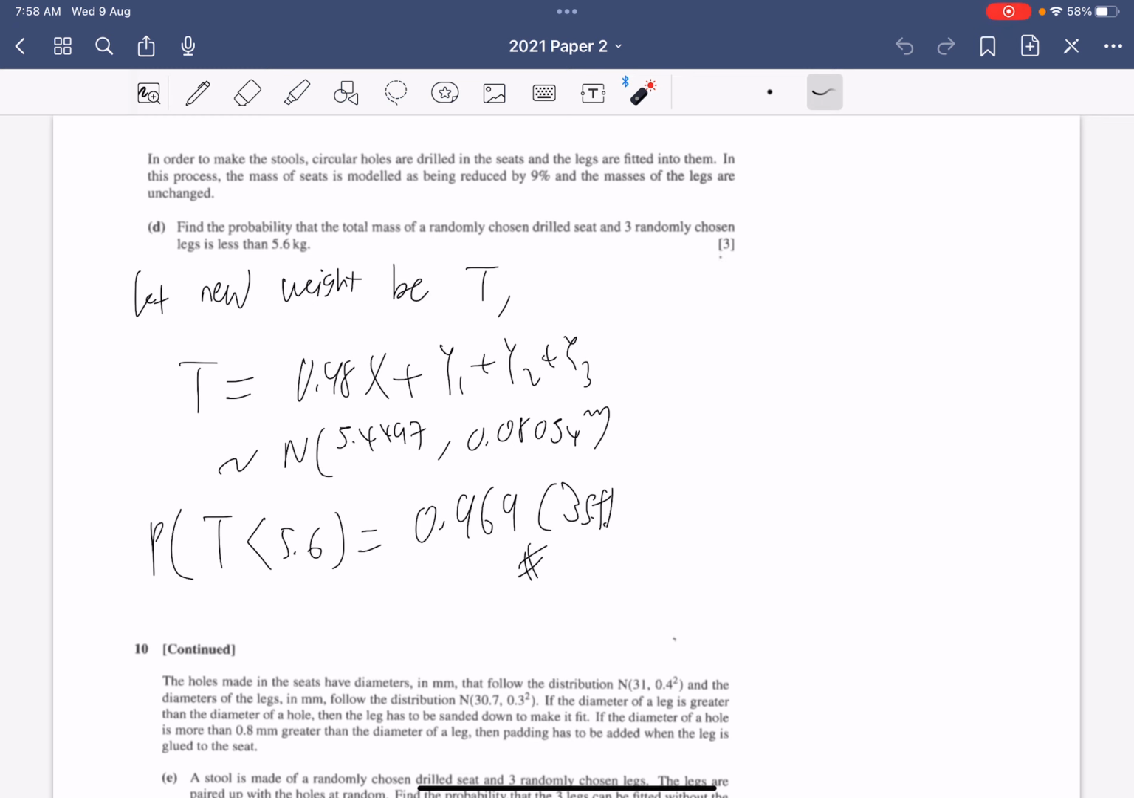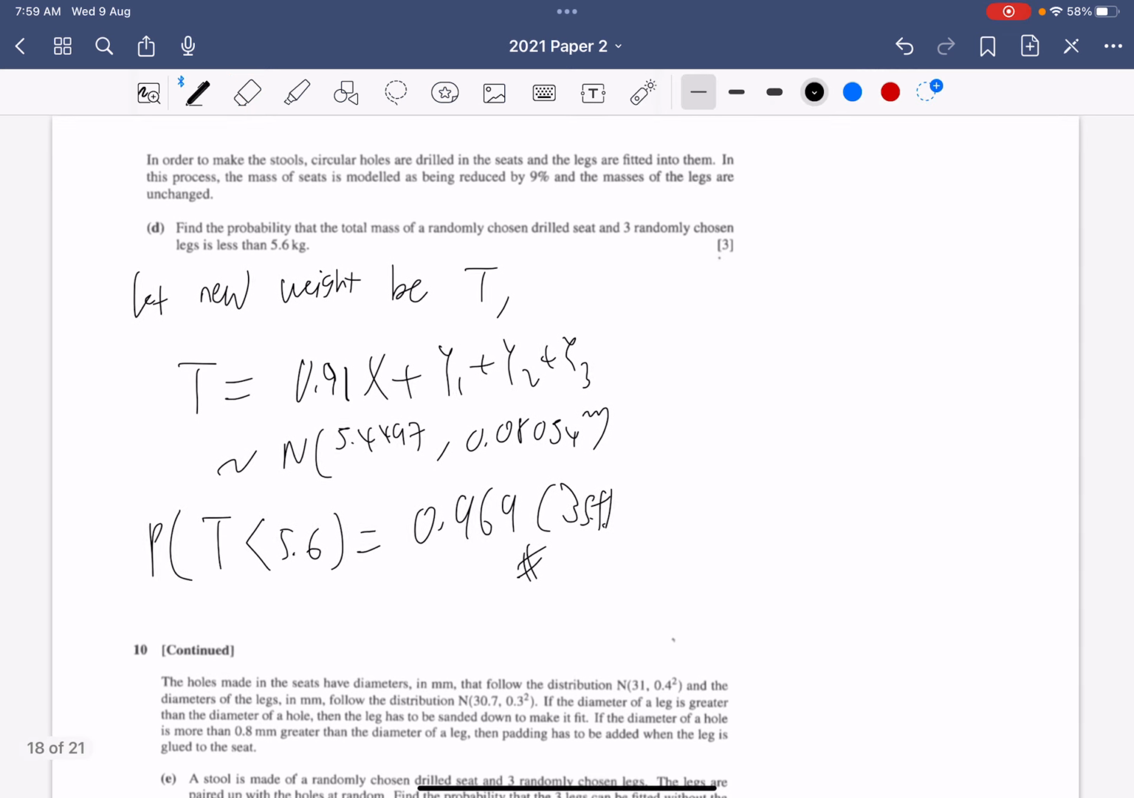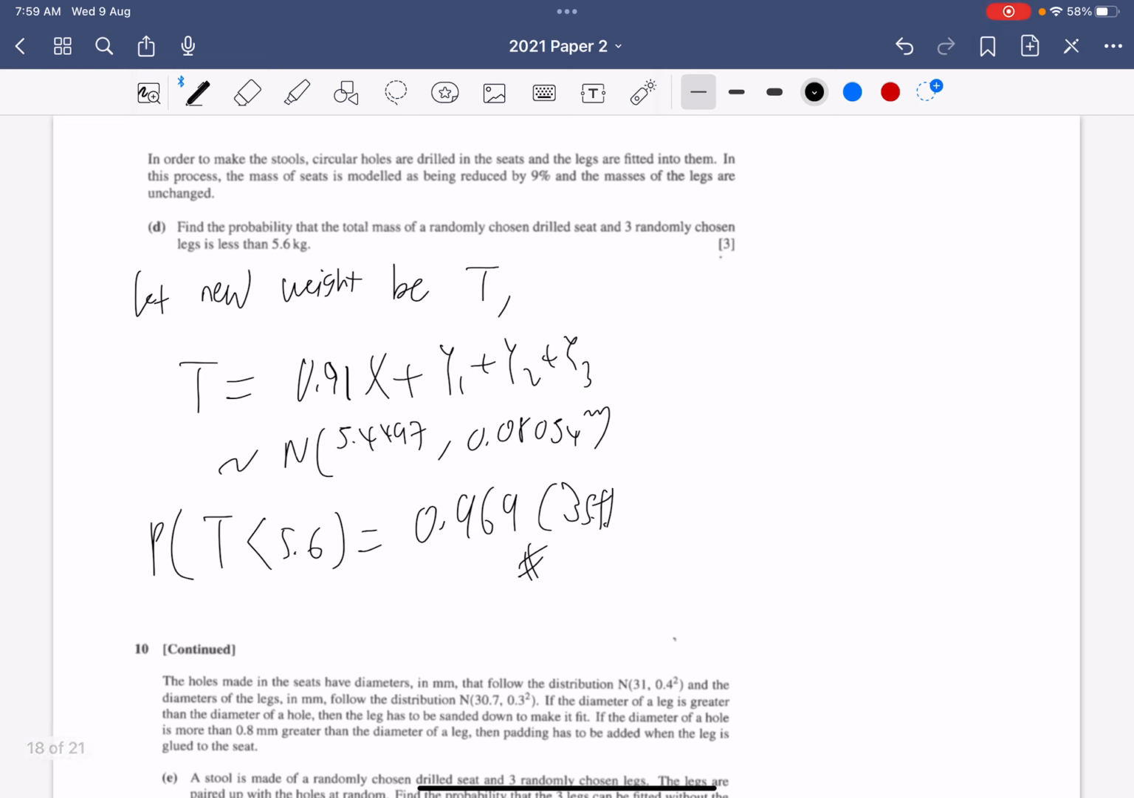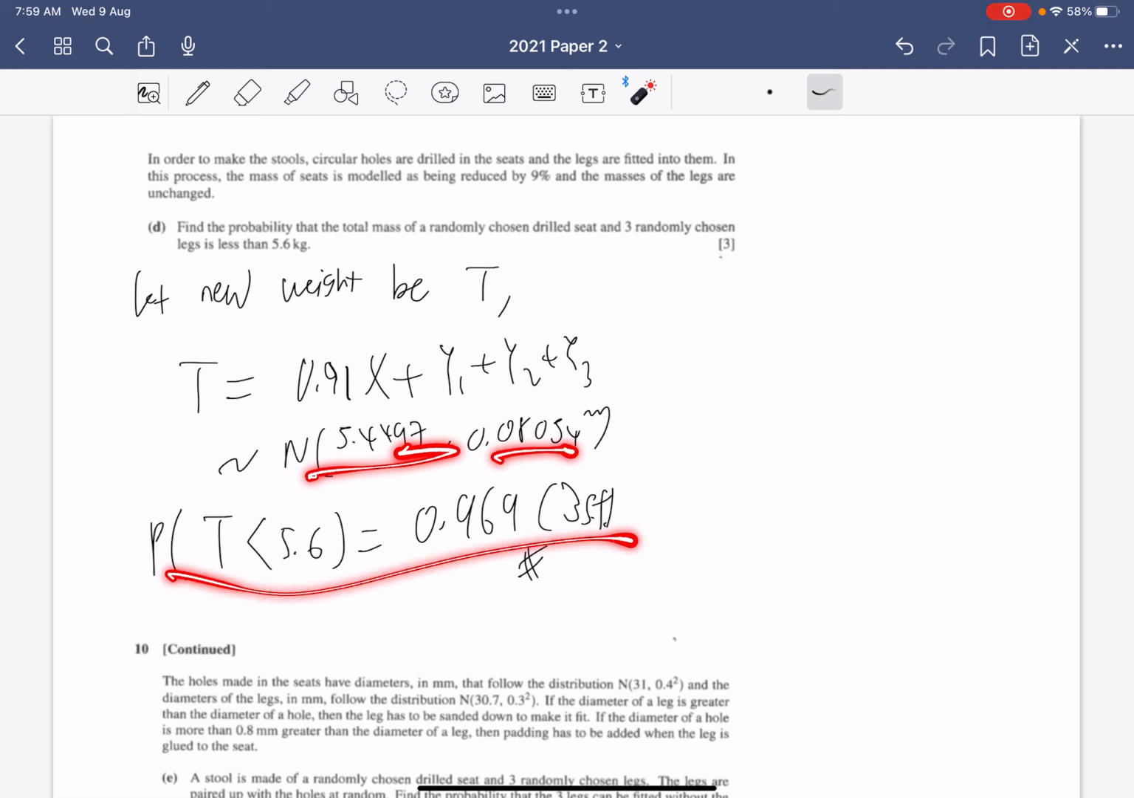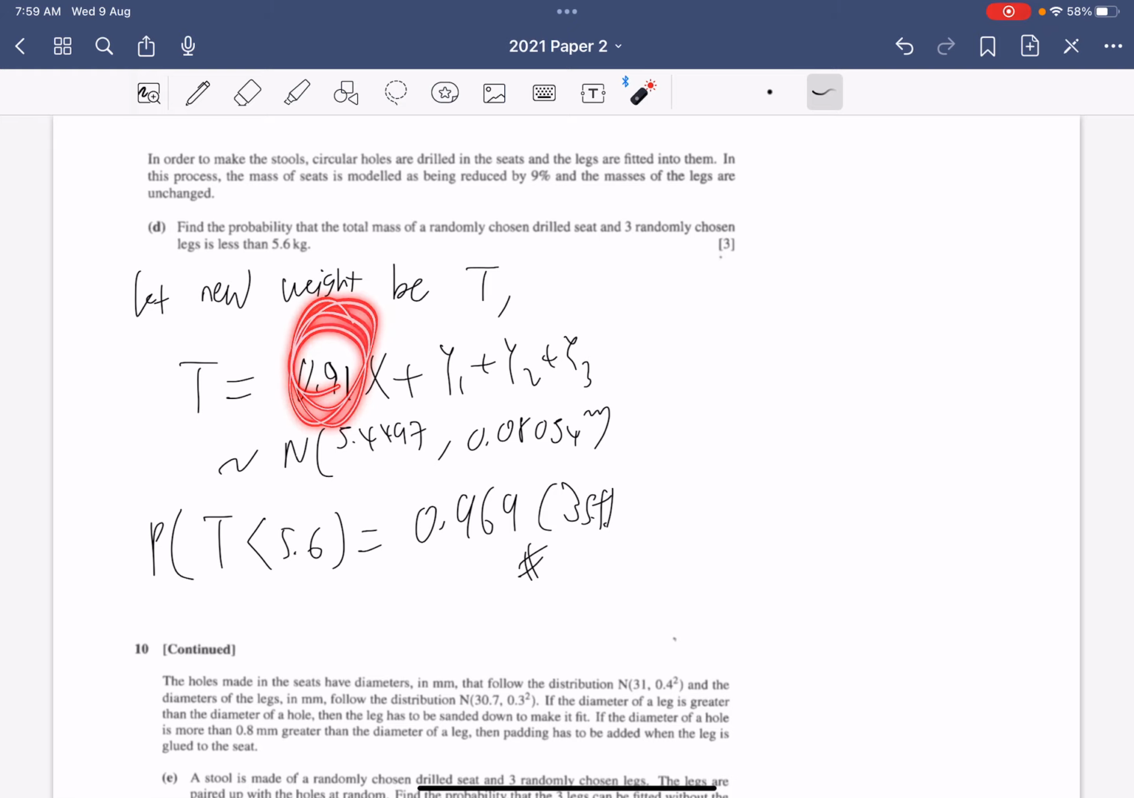Now we are supposed to make circular holes, and the mass of the seat is reduced by 9%. But the mass of the legs is unchanged, so let the new weight be T. So now we know that it reduces by 9%, so it's over here. So you only have 0.91 left, and in which case you calculate again the new mean and variance, and you just use your GC. So it's the same concept, but now you just remember to put a 0.91 for x.